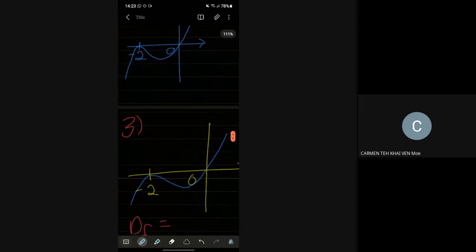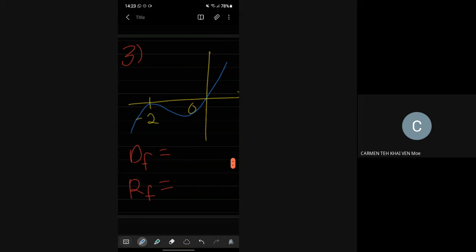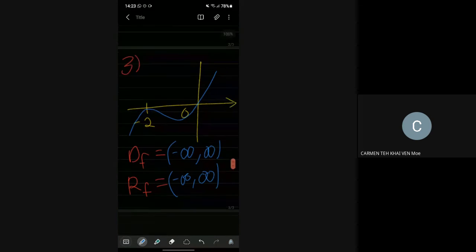And then the third step, we will find the domain and the range. The domain is negative infinity to positive infinity, and the range is also the same, negative infinity to positive infinity.